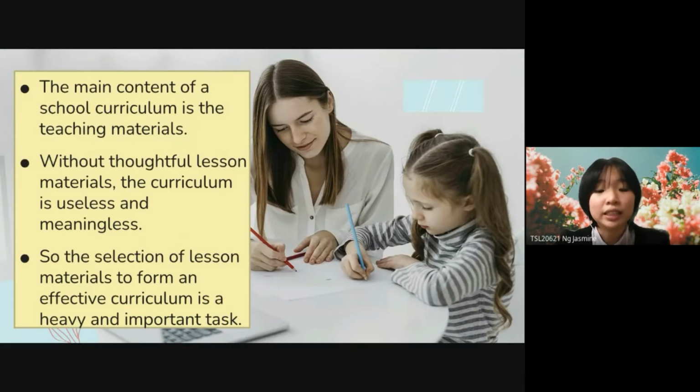As we can see here, the main content of a school curriculum is the teaching materials. Without thoughtful lesson materials, the curriculum for students will be meaningless to them. So the selection of lesson materials to form an effective curriculum is a heavy and important task, and this task will be in the hands of a teacher.